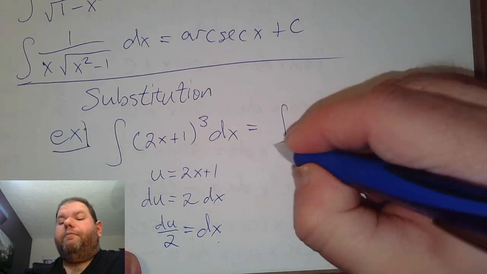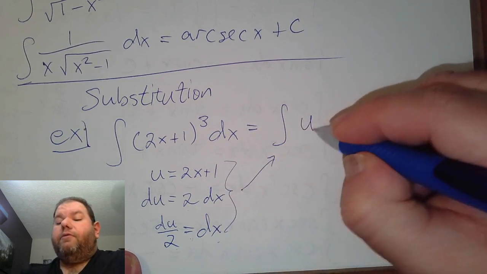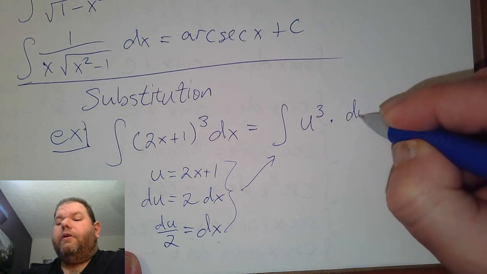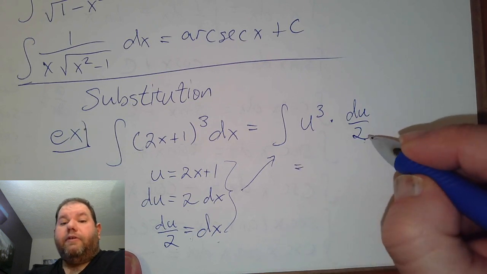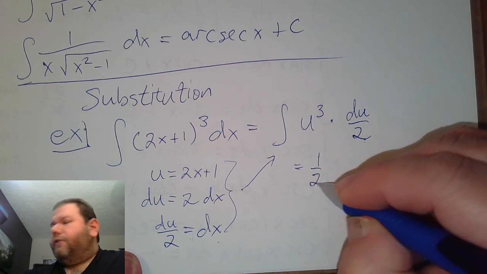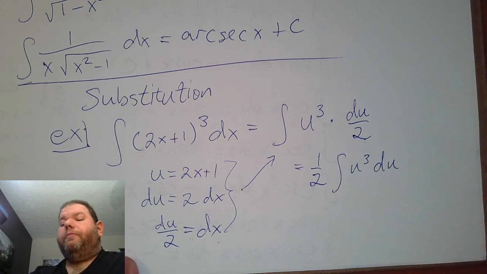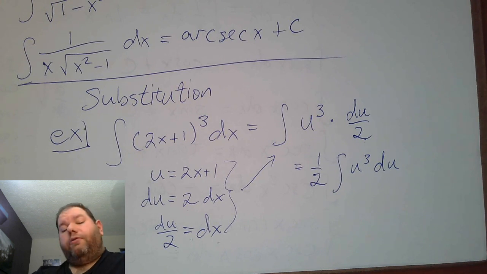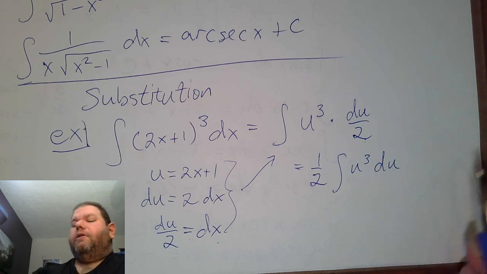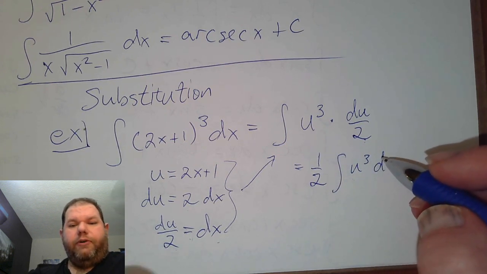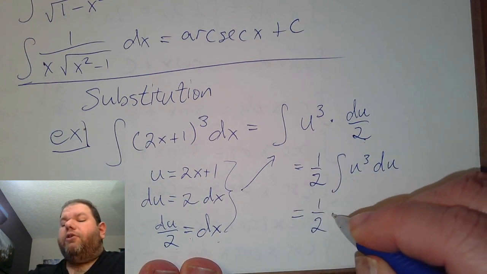So after subbing everything in, we have u to the third times du over 2. Now the 2 that's in the denominator, we can just factor outside, so it's 1/2. So we really just have the integral of u cubed. For u cubed, we know this is a power rule because we just have a single variable raised to a number. And the number is not -1, so we know it's not natural log. And then we just complete our integration from there.